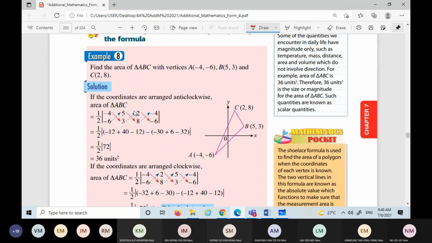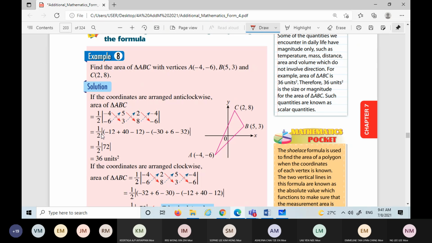So this one they do it in this way, anti-clockwise, start with the point A. -4, -6, this is point A, and then point B, and then point C, and then repeat the point A again. And then this arrow, red color, pointing down. You just get the products, and then the total of it, the sum of the products. So this is -12. 5 times 8 is 40. 2 times -6 is -12.